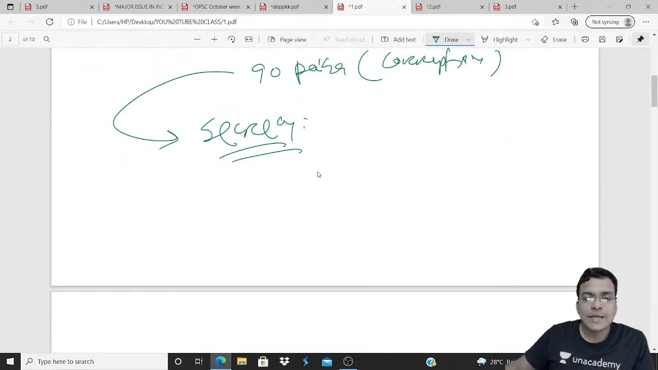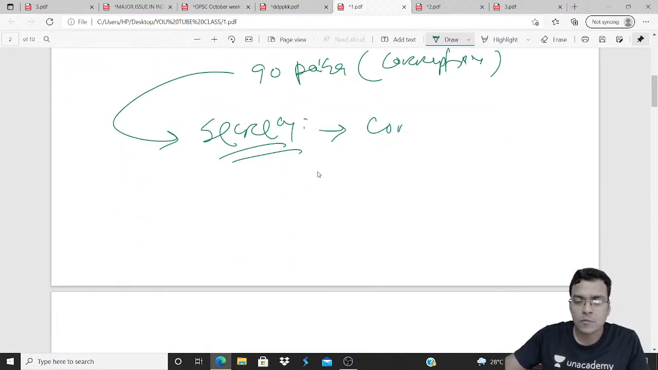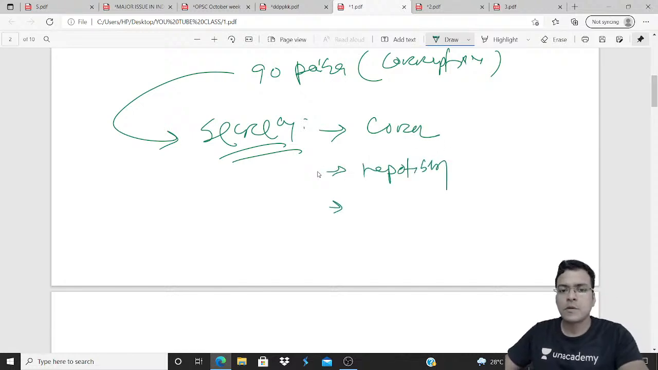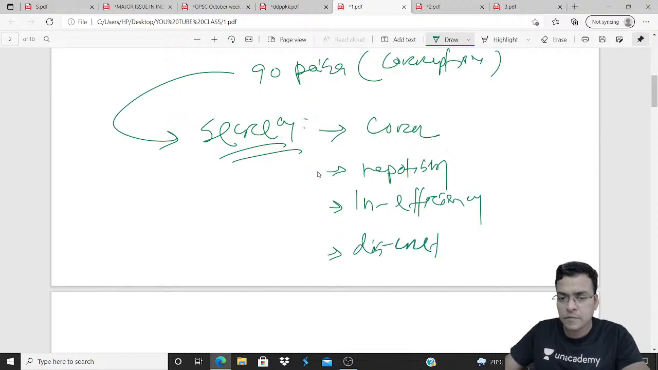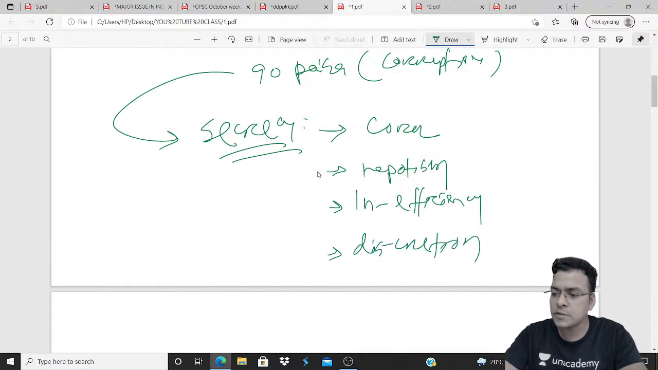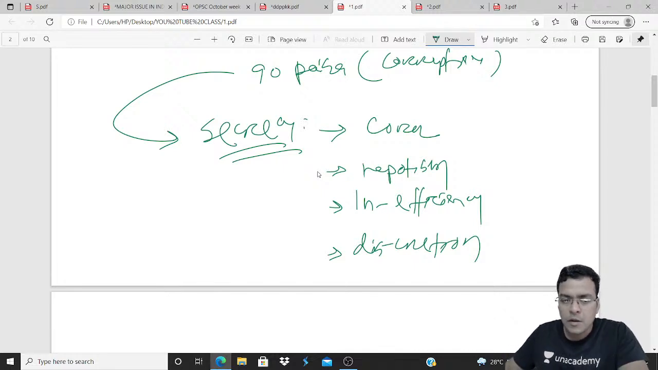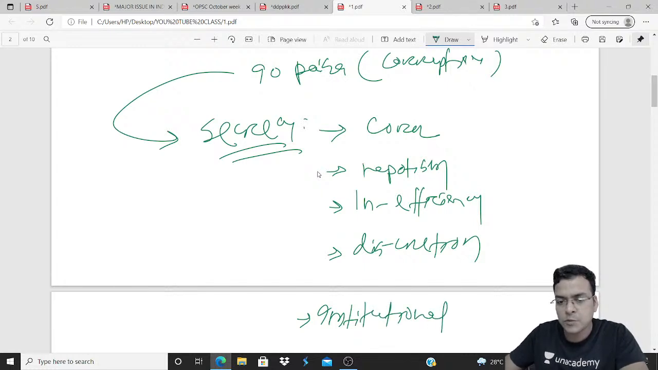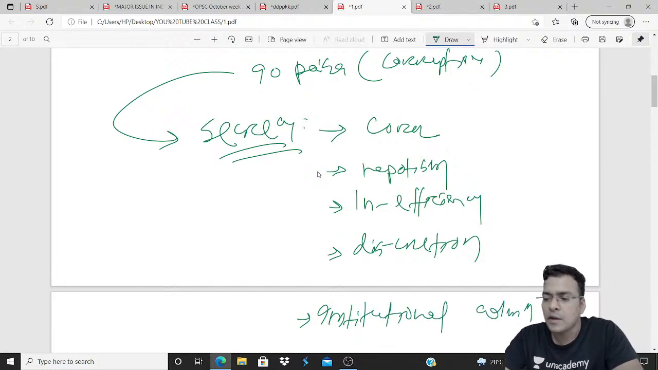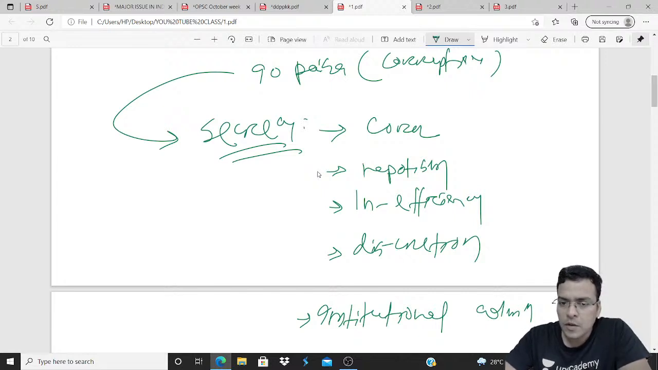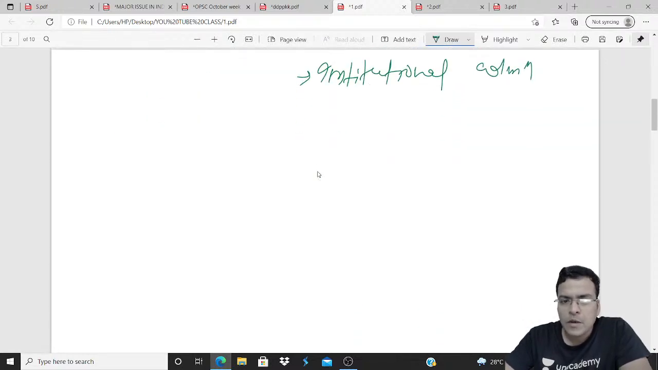Okay, so secrecy in India results in corruption, nepotism, inefficiency, administrative discretion, the discretionary power of administration. It results in institutional administration. Instead of an instrument, it becomes institutional administration. So this is secrecy. Okay, so people started demanding information.